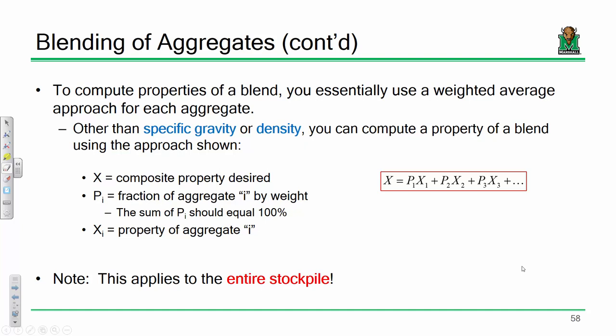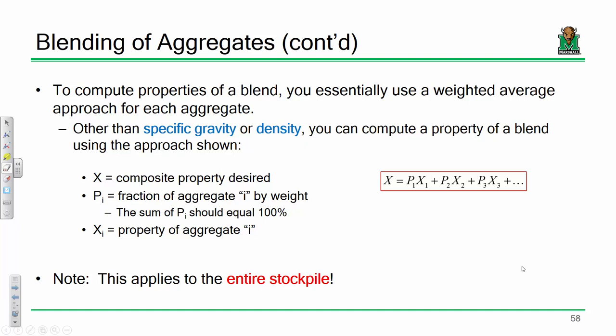So it's basically, if you're after some property X of a blend, let's say the angularity of a given blend. In the lab last time, we were looking at properties of coarse aggregate, and we said how many of them are angular, how many are rounded, and so on. Y'all remember that? So if you've got the angularity of aggregate A and the angularity of aggregate B, and you want to determine the angularity of the blend, well, if you've got 40% of A and 60% of B, just 40% times A and 60% times B and add them up.